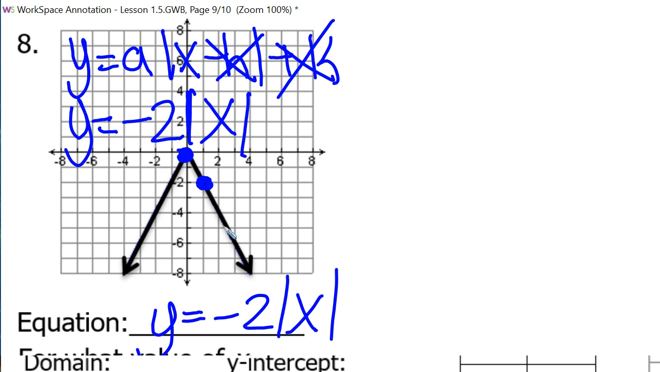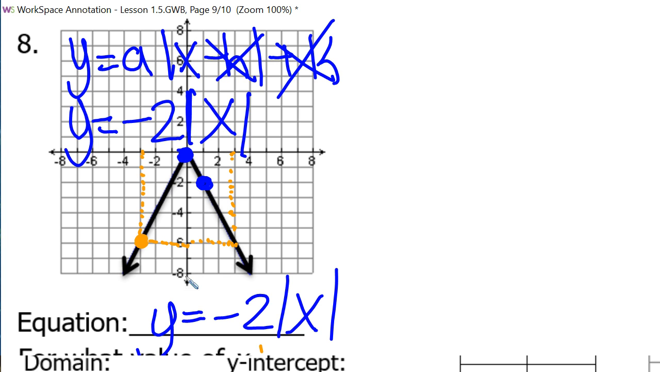Last question asks us for what value of x is f of x equal to -6. What does f of x mean? Y. So we need to find the point that has a y value of -6. Let's see, down here is -8, -7. Here's -6. So when the y is -6, what is the x value? -3. Now it also occurs on the right side. So on the right side, when the y value is 6, what is the x value? +3. So I'll make it plus or minus 3.